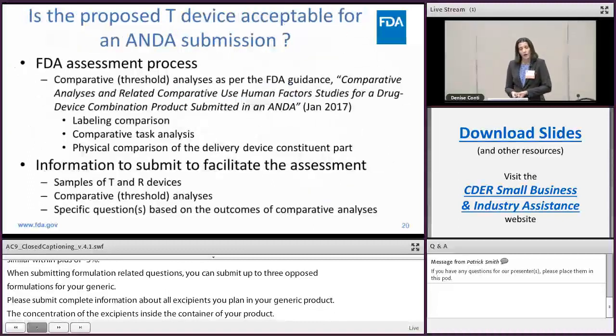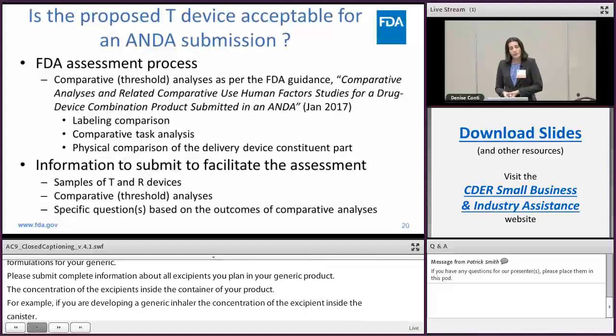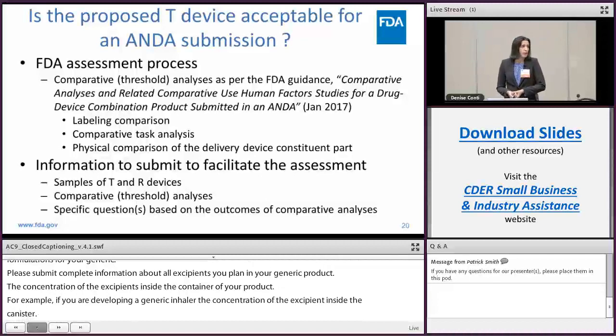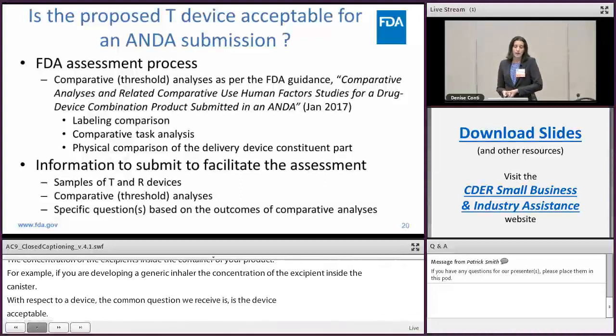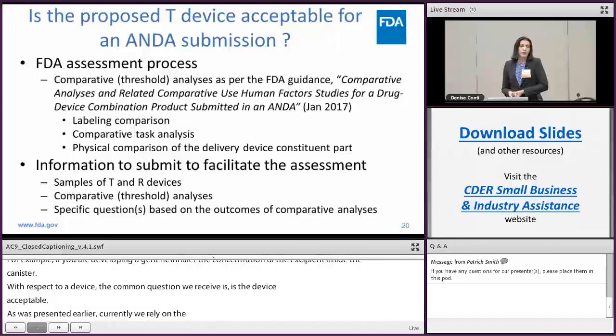With respect to device, the common question we receive is if a proposed test device is acceptable for an ANDA submission. As Dr. Witzman presented you earlier, currently we rely on the comparative analysis to assess test devices in comparison to the reference devices. But the way we look into these comparisons is regarding user interface.